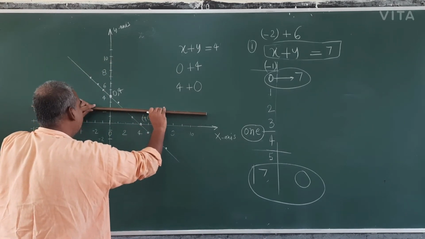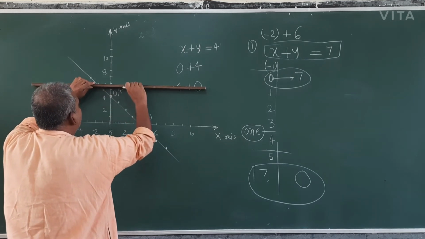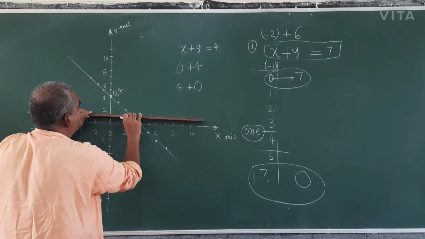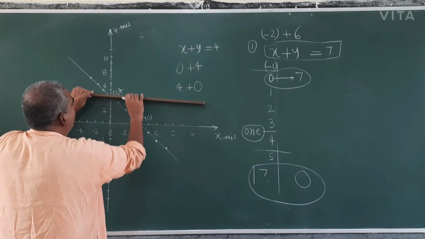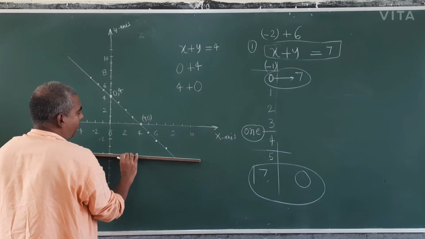At that time, the line will cut the y-axis at one point, and that will be y is equal to 1, y is equal to 2. This is the line y is equal to 1. This is y is equal to 2, y is equal to 4, y is equal to 8, and this is y is equal to minus 4.